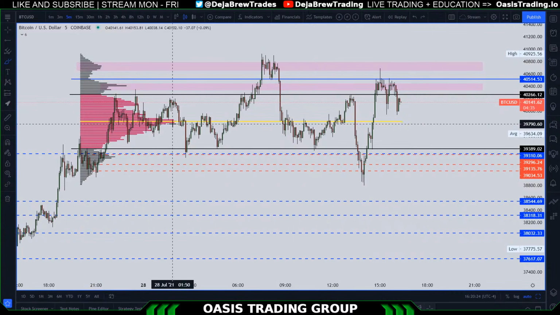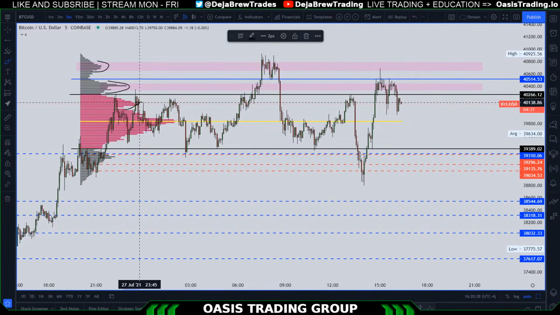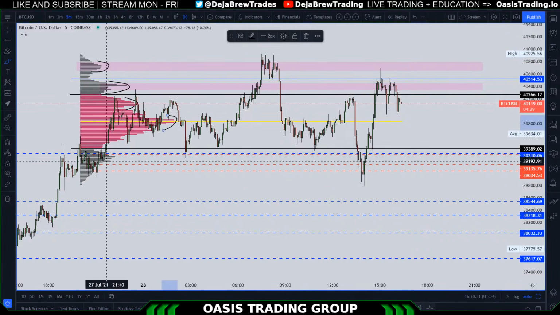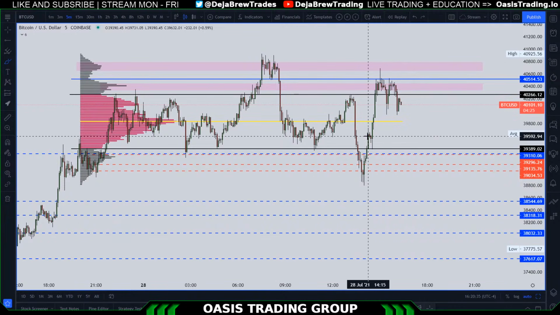How do I define nodes? It's just like when the volume profile builds up like this. When it's building these peaks, these are nodes, right? Do you have paid TradingView? Yes, you have to have paid TradingView to use their volume profile.